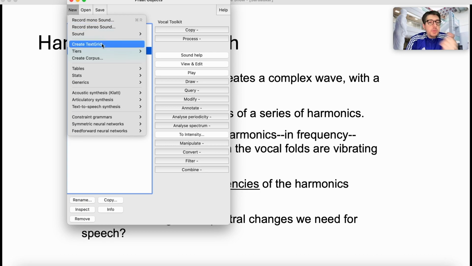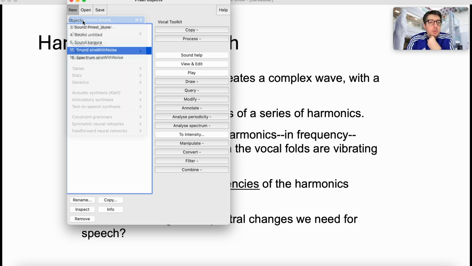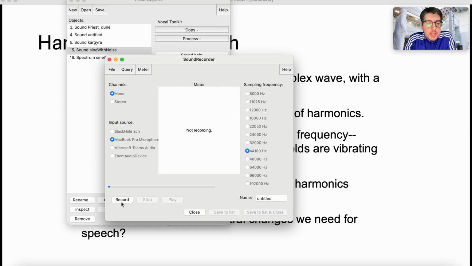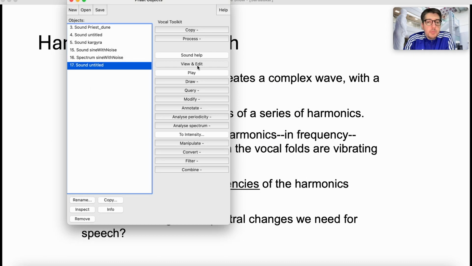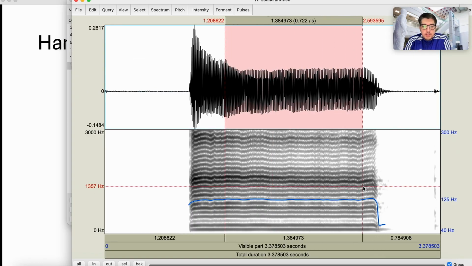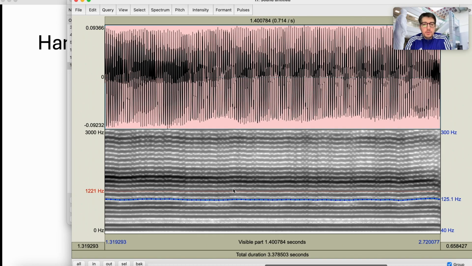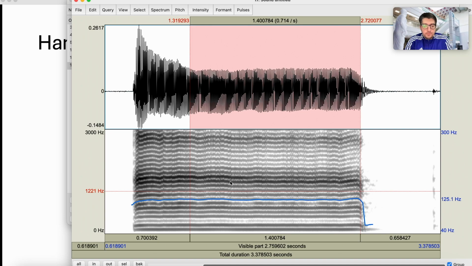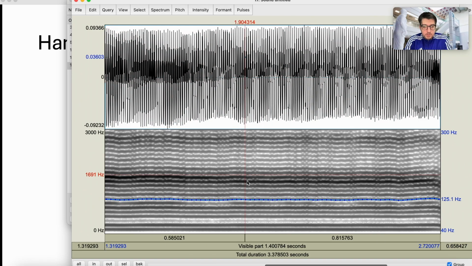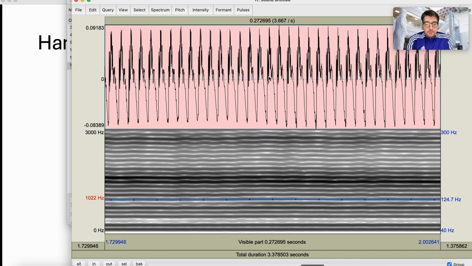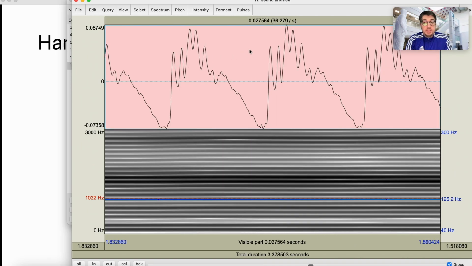I can also record and show you something, maybe not so stable, but this is fine. I'll grab this chunk, which you can see is stable. So again, as you can see, this is a very complex wave, but it repeats itself.